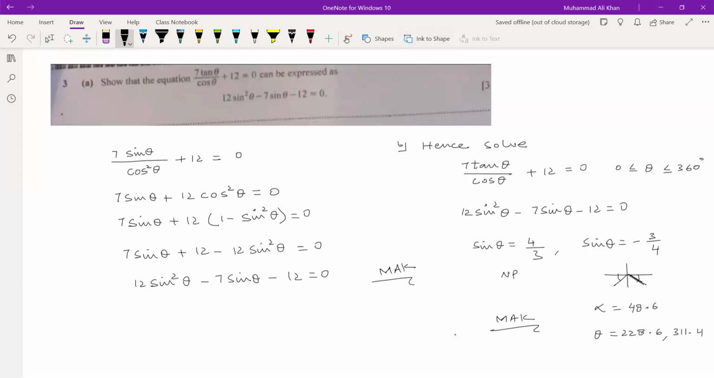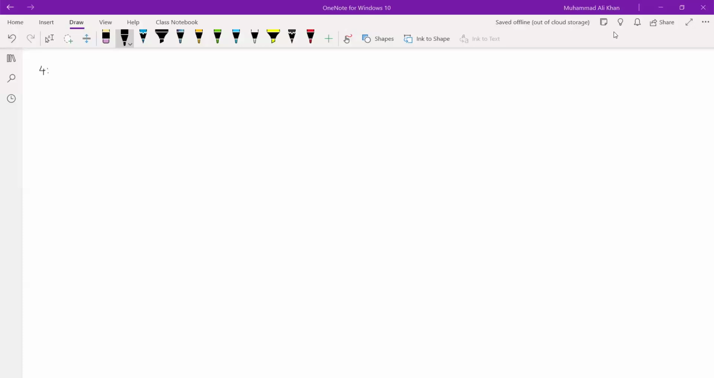Question number 3. Now, what we have in question number 4, a function is given. f(x) is under root x minus 1 for x greater than 1. In the first part, we have to calculate its inverse. How to calculate its inverse?